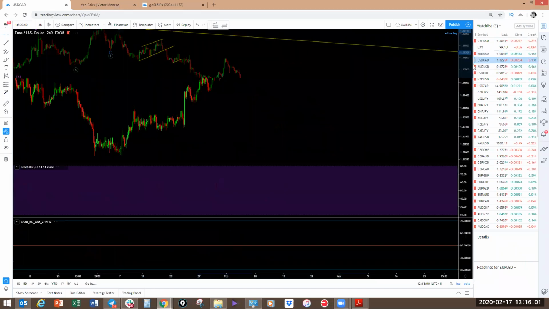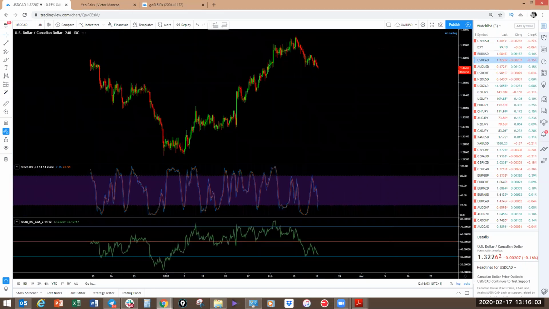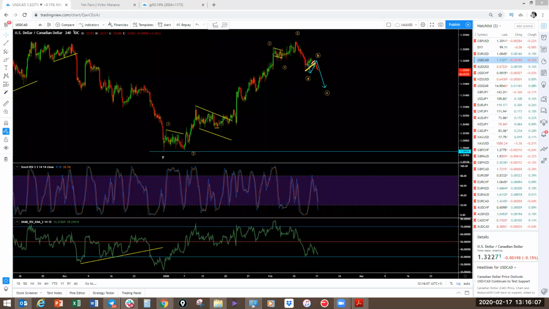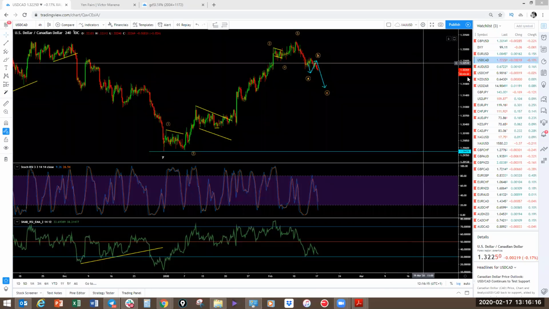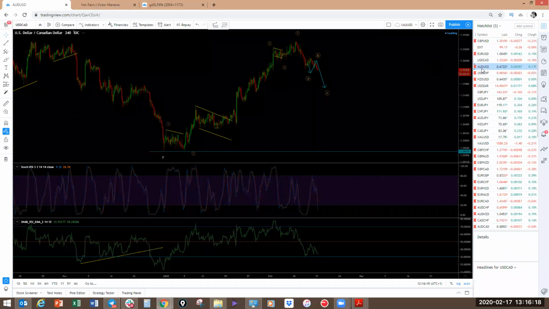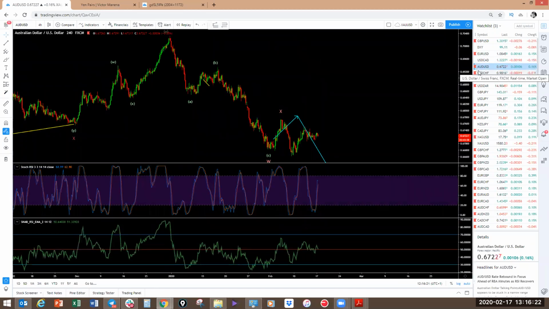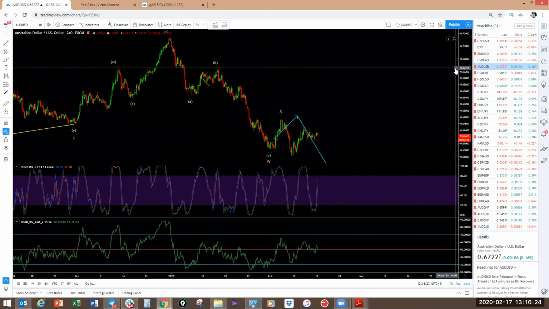Pound CAD currently correcting with a 3-wave move. As you can see, there was the forecast here. Also, this will not change because this is a move to the downside. This is a correction. We're expecting it to make a C down here. Okay, that is Aussie US dollar CAD, and then Aussie US dollar. Now let's have a look at Aussie US dollar.